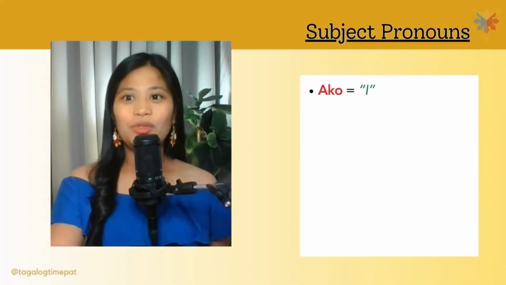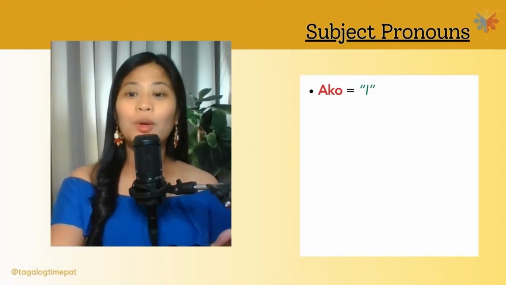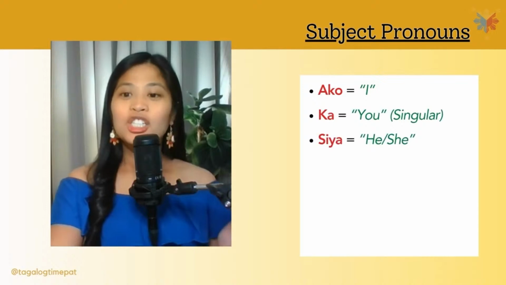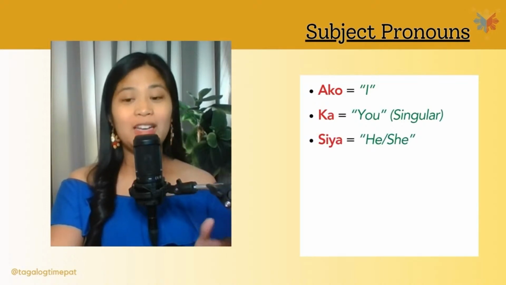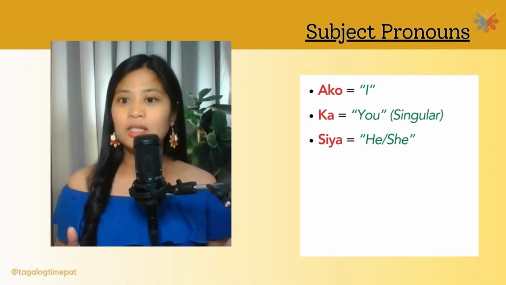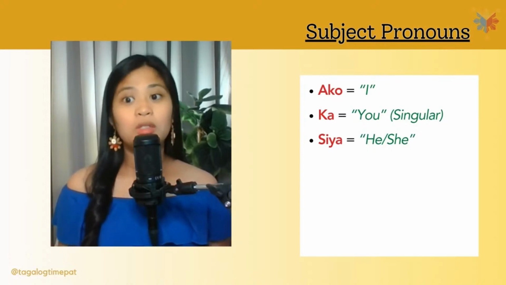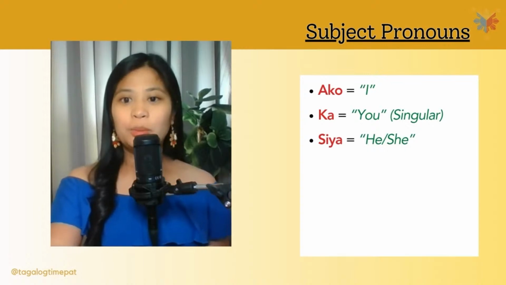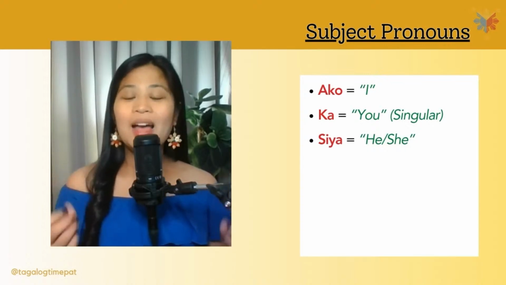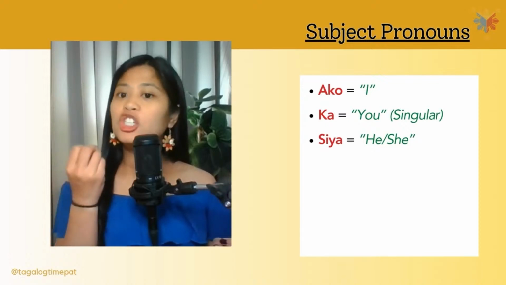And then let's just review some subject pronouns. Ako is I. Ka is you singular. Siya is he or she. Again, this is gender neutral. You have to listen to the context of the sentence to figure out who someone is talking about. And again, just to point out the pronunciation, it looks like it should be pronounced siya, but it's usually pronounced siya, siya.